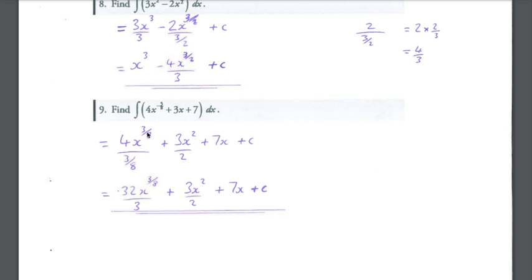So where did the 3/8 come from? Negative 5/8 plus 1 is negative 5/8 plus 8/8, which will be 3/8. That's where that's come from. And then 4 over 3/8 would be 4 times 8/3, which is 32/3. And that gives us our final answer there.